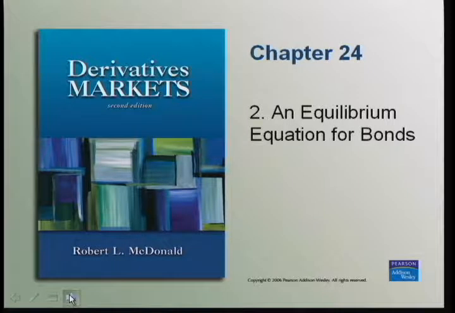In Module 2 of Chapter 24, we're going to develop an equilibrium equation for bonds. And it's going to be reminiscent of the Black-Scholes equation. It's going to be a partial differential equation. It's going to look different at first, and we're ultimately going to see that it really is the same.